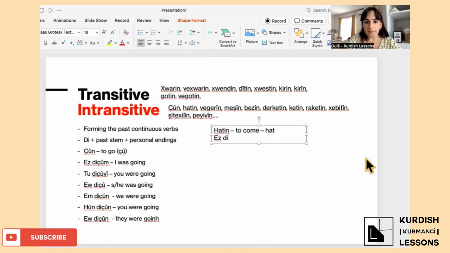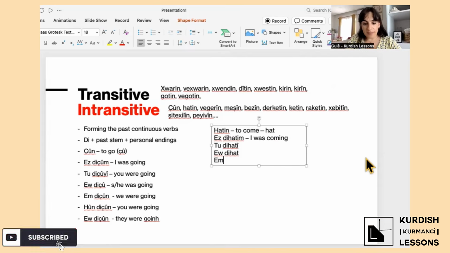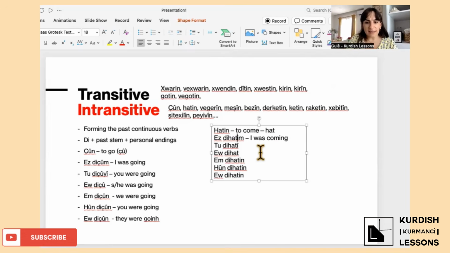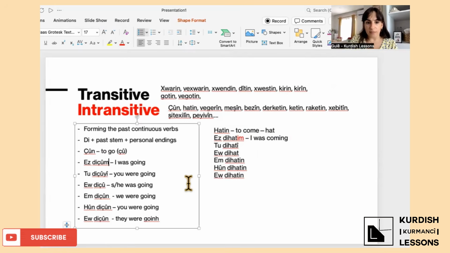As the hatem, I was coming. To the hati, you were coming. Or the hat, am the hatten, kun the hatten, or the hatten. So you may say, why is the personal ending here, but only am here? It would be a good question.